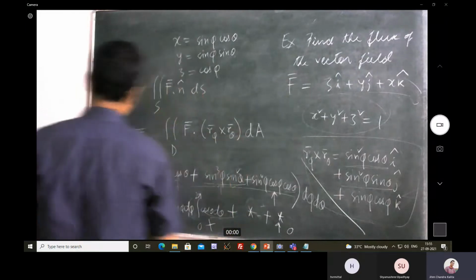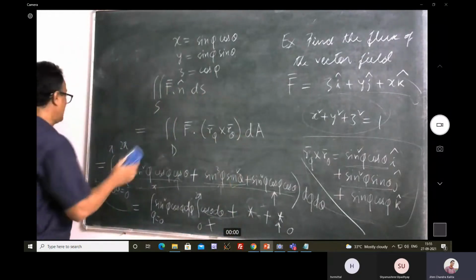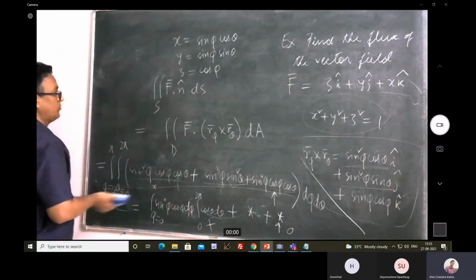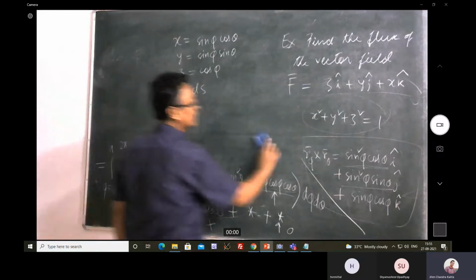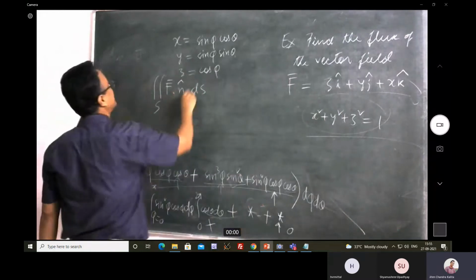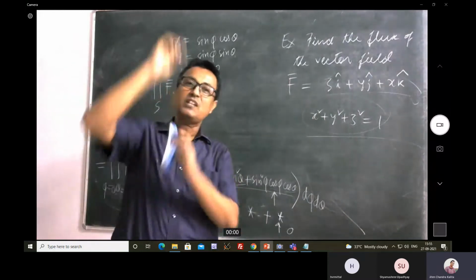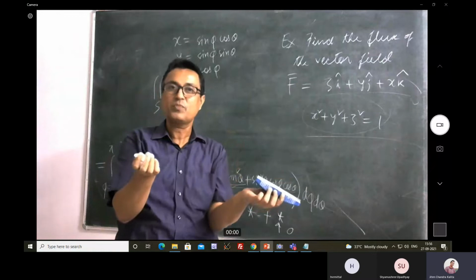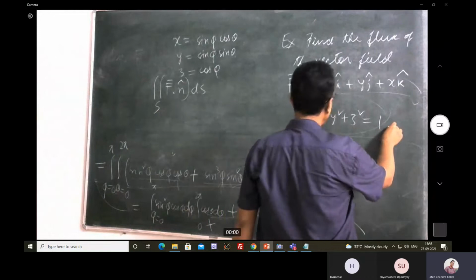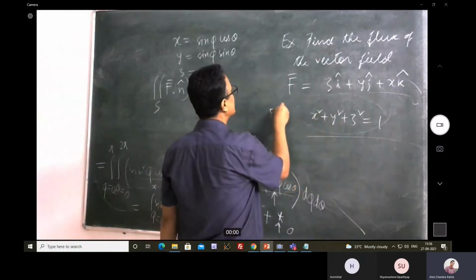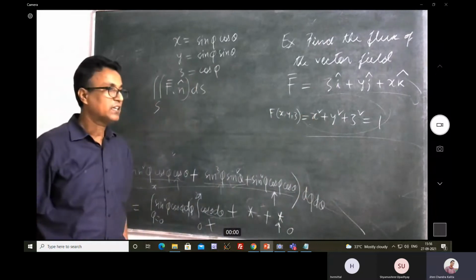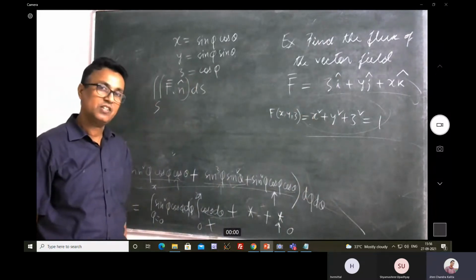So now, interestingly, what I would like to do here, and let me tell you, I can perform the integral in some other way also. Now see, this n cap is what? It is nothing but an outer unit normal on the surface of the sphere, isn't it? So the sphere is given by this, right? So I can consider this as a level surface, isn't it? I can consider the equation of the sphere as a level surface, right?